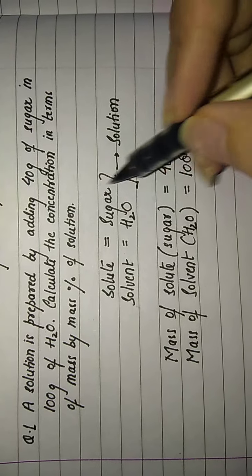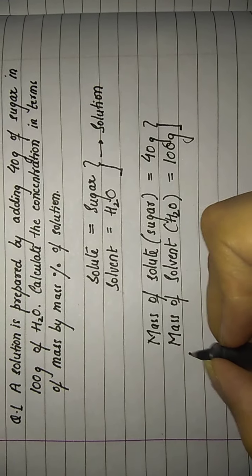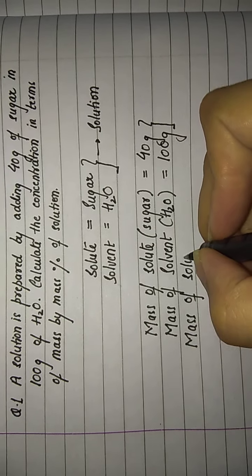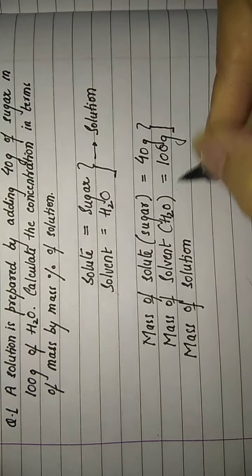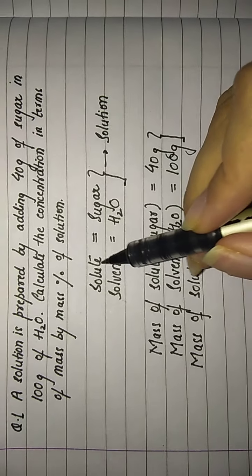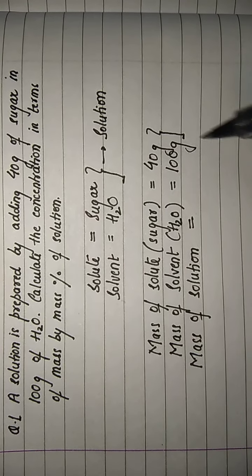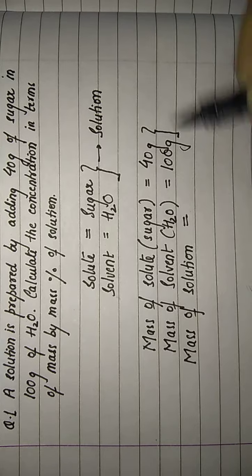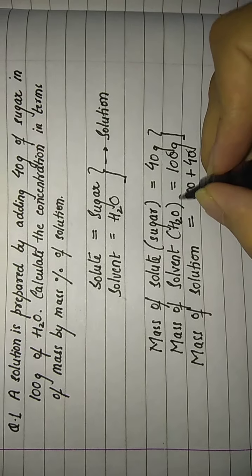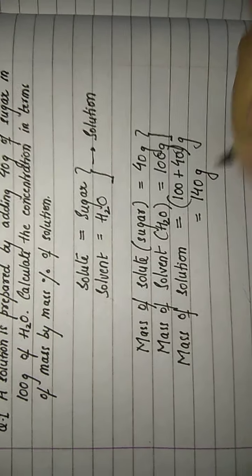Now what I said, these two together mix up to form the resulting solution. So the mass of solution will be what? The mass of the whole solution will be equal to, what did we just discuss? The solution is made by mixing solute and solvent, right? We have the mass of the solute and the mass of the solvent, so when we add these two, what will we get? The mass of the whole solution. It will be equal to 140 grams.